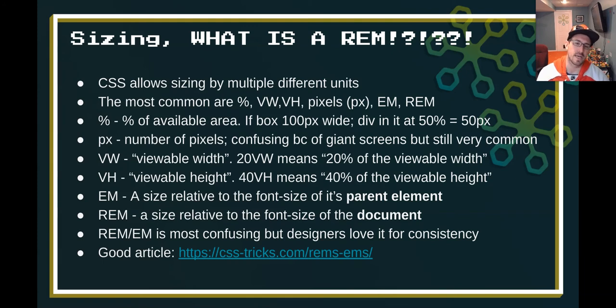So 20 VW would mean 20% of the viewable width, like of your screen itself, would be taken up by whatever it is. And then there's viewable height, which is the same thing, but just for height. How tall is the device?